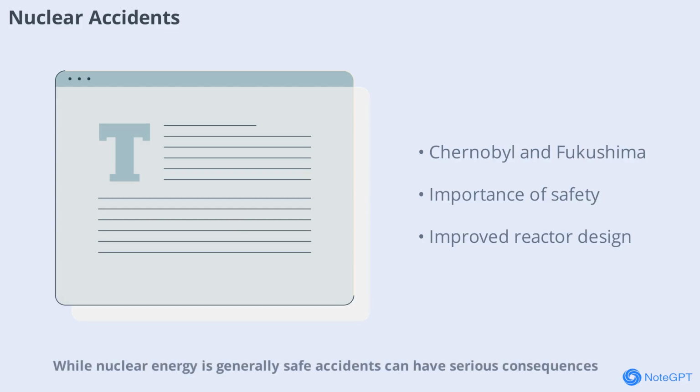While nuclear energy is generally safe, accidents can have serious consequences. Incidents like Chernobyl and Fukushima have shown the importance of strict safety measures and emergency preparedness. Learning from these events helps improve reactor design and operational protocols, making nuclear power safer for everyone.